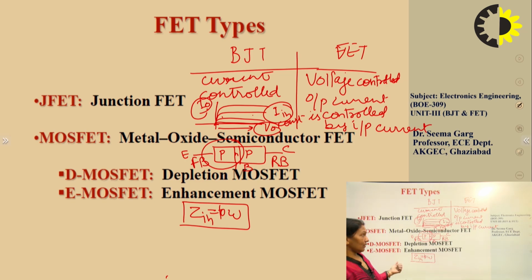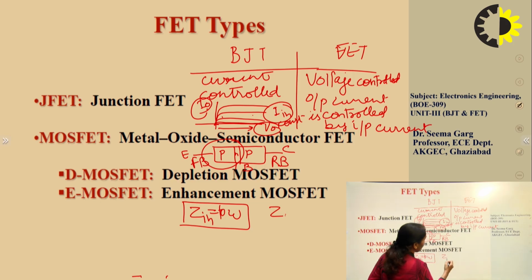bipolar junction transistor is low, whereas the collector base junction is reverse biased. This is equivalent to a PN junction diode being reverse biased, and we know that it offers a very high resistance path. Ideally it is infinite, but practically it is of the order of mega ohm. So its output impedance is high.